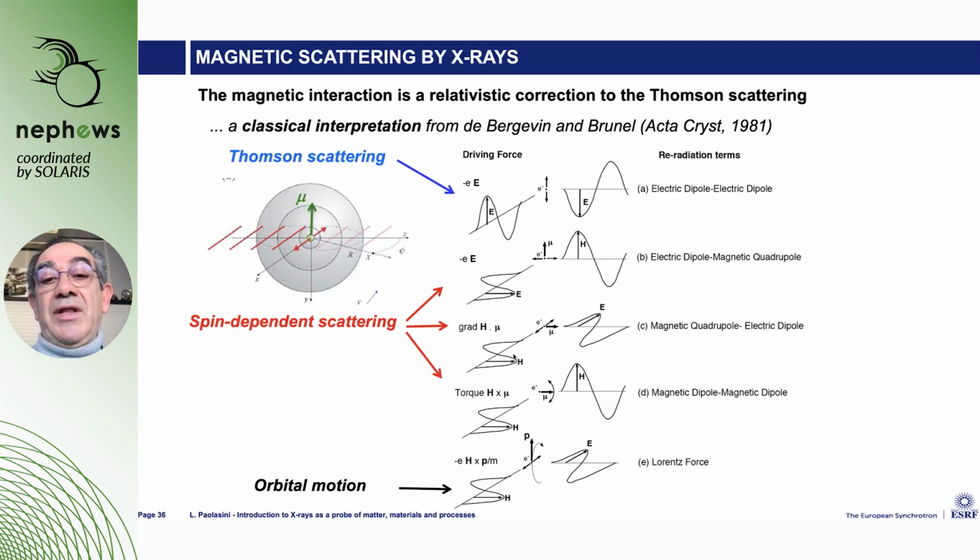And we also have different kinds of interaction between the incident magnetic field and the spin of the electron, which in turn moves the electron, which re-emits an electric dipole, and so on and so on. All these terms exist and are measurable, but are extremely weak because they concern the relativistic interaction, which is reduced by the rest energy of the electron.